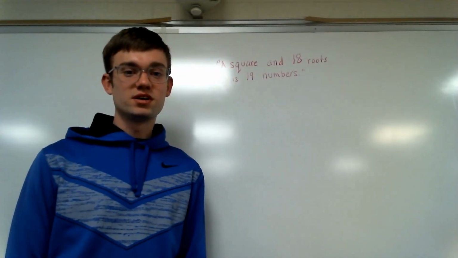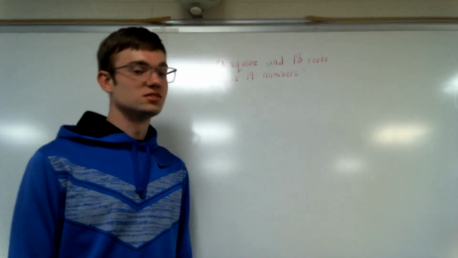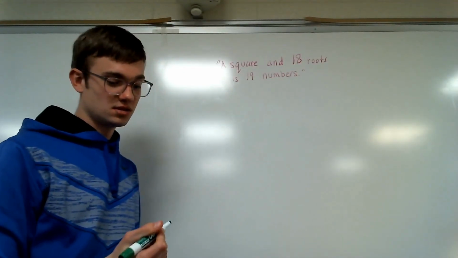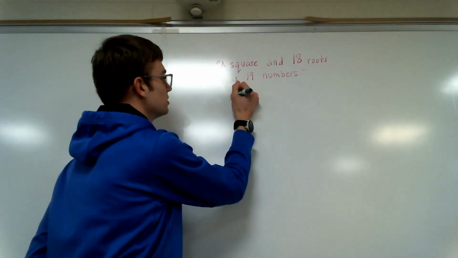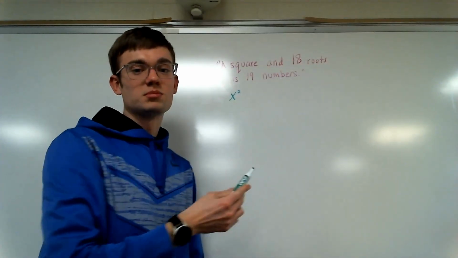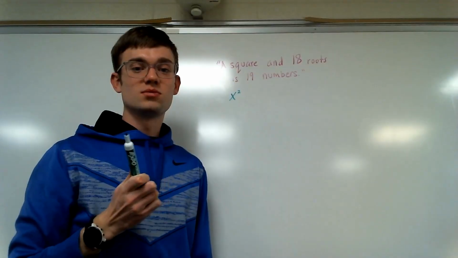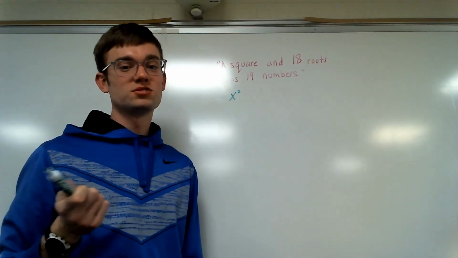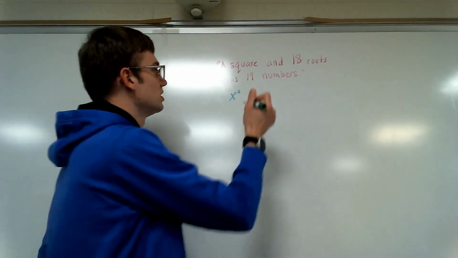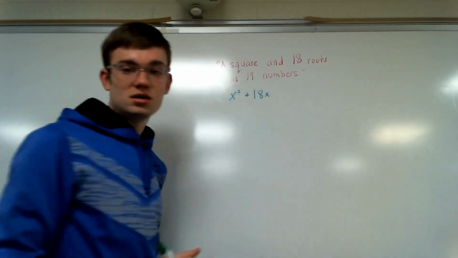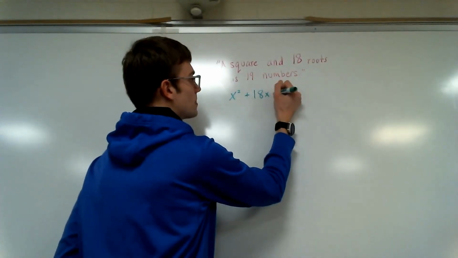Here's an example of one of Al-Khwarizmi's 6 equations. A square and 18 roots is 19 numbers. So a square we can just write as x squared. 18 roots. So remember, a root is what we call the solution to a quadratic equation. And our solution would just be x, so we can write 18x is 19 numbers.